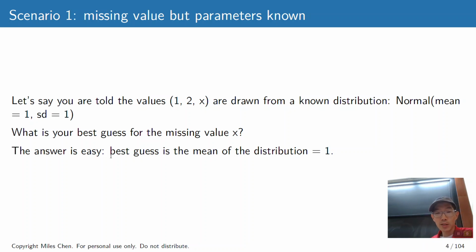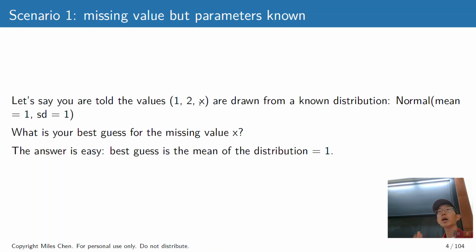But let's say you are told you have these values, 1, 2, and x being unknown, and you say this is drawn from a normal distribution, and the normal distribution has a mean of 1 and a standard deviation of 1, okay? So in this case, you have a missing value, but your parameters for the distribution that generates your data are known. And so if we ask, hey, what is this missing value of x? Well, you don't know. It's a random value coming from the normal distribution, so you don't really know what that value x is.